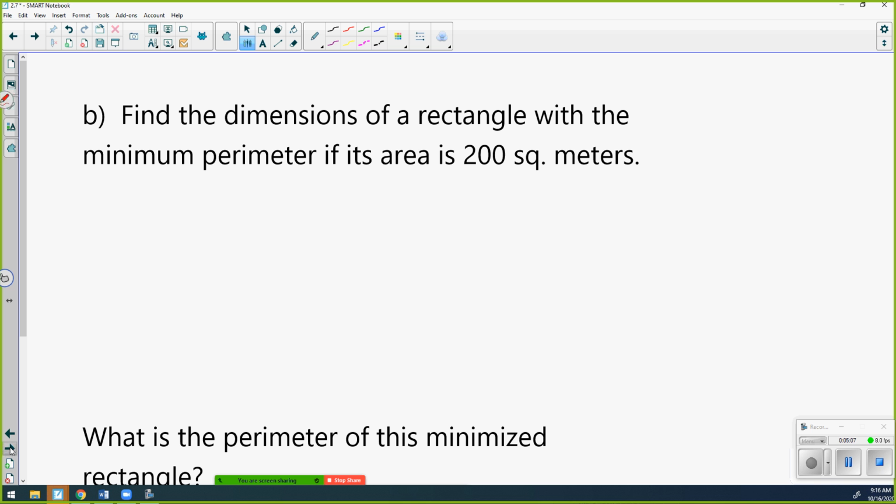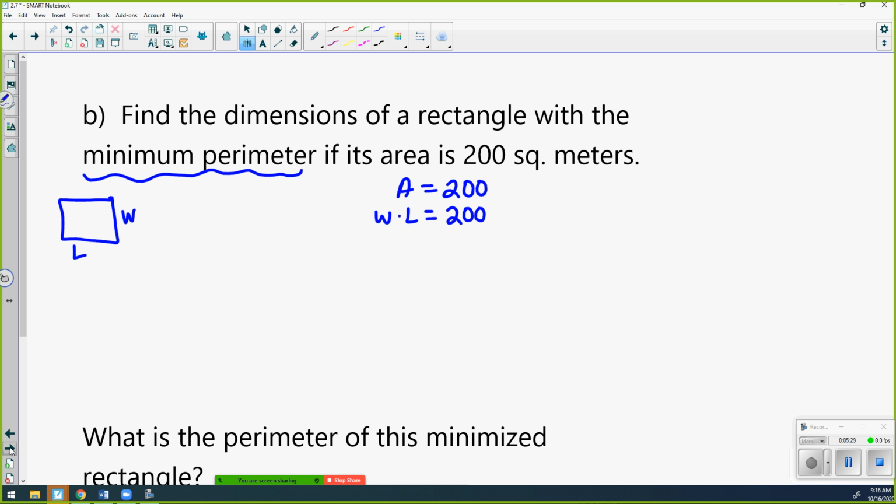It says find the dimensions of a rectangle with a minimum perimeter. In other words, we want to minimize the perimeter. We're told that the area of a rectangle is equal to 200 square meters. When I think about the perimeter of a rectangle and its area, I know that I need to consider its dimensions, which are just a length and a width. So area is 200. I can rewrite this in terms of how you find the area, width times length.